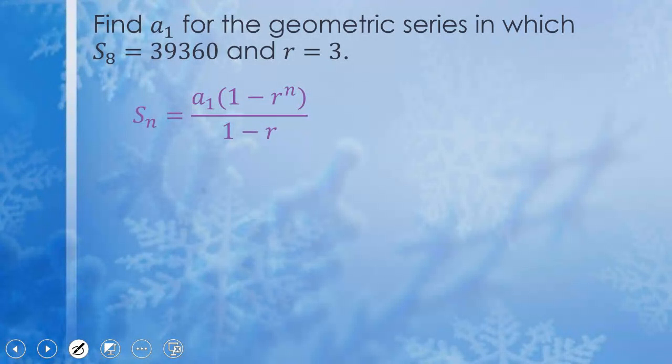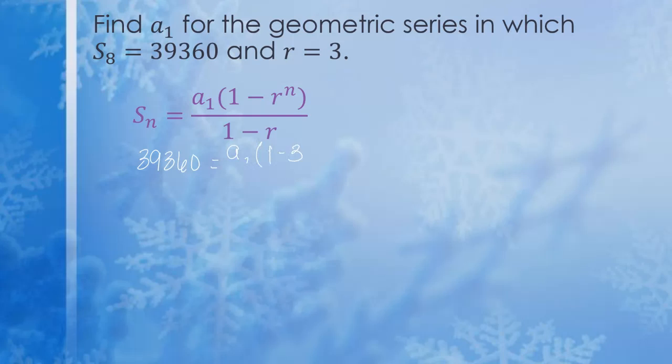I can also find some different things. So this is telling me to find the first term for the geometric series, in which the sum of the 8 terms is 39,360, and R is 3. So I'm just going to plug in what I know. Okay? So I know that the sum of all the terms is this. I know my first term is what I need to find. I know my R is 3, and I know my N again is 8. And I'm just going to solve.